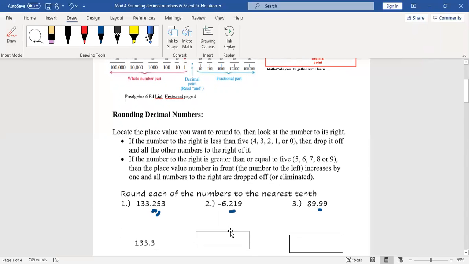On my second number, the number to the right of the tenths place value is a 1. So that means the 1 and the 9 both drop off, -6 and 2/10. On my last number, the number to the right of the place value I want to round to is 9, which means I have to add 1 to the number in front, which makes it a 10, which makes me add the one in front of that up by 1. And then that's going to make the one in front of that go up by 1. So when I round this to the nearest tenth, I'm going to get 90. But since it said round to the nearest tenths, I'm going to go ahead and write 90.0.